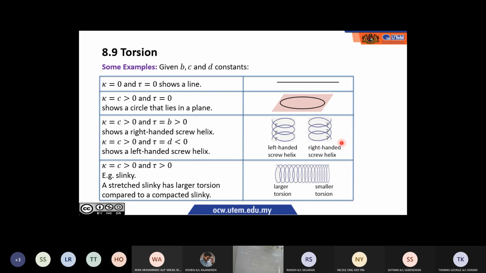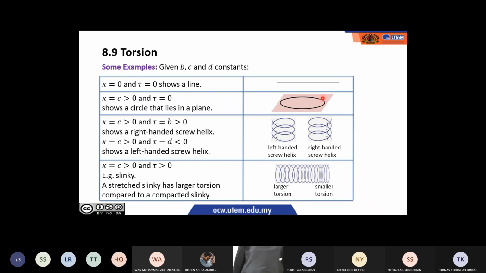Right-handed means you use the right hand, and your four fingers point in this direction, and your thumb points up. So it will turn and go up. You just look at your thumb in this direction, so that means it goes up in this direction.